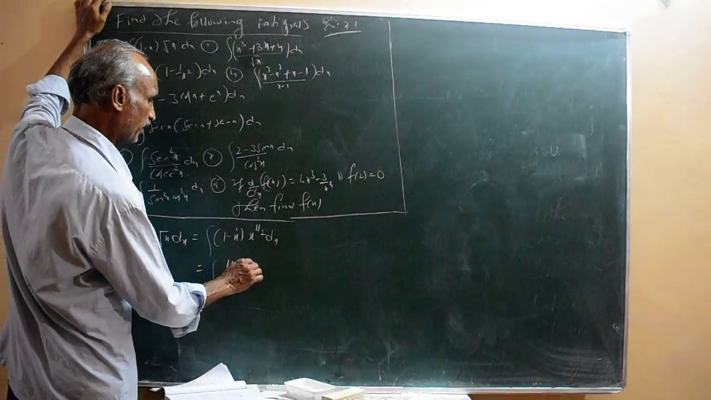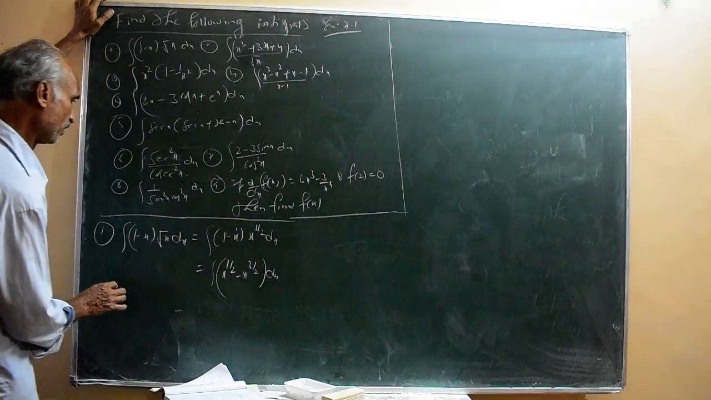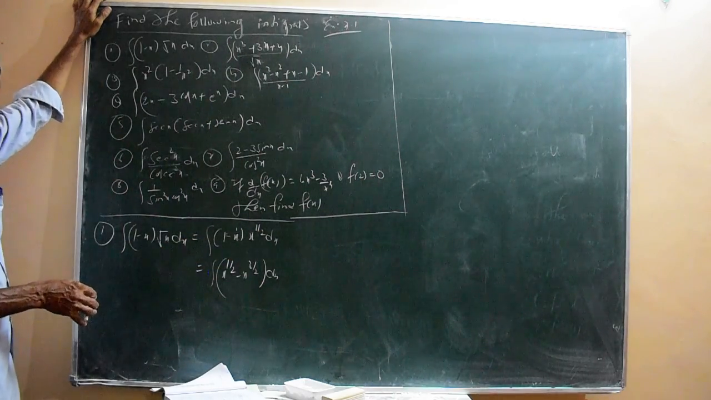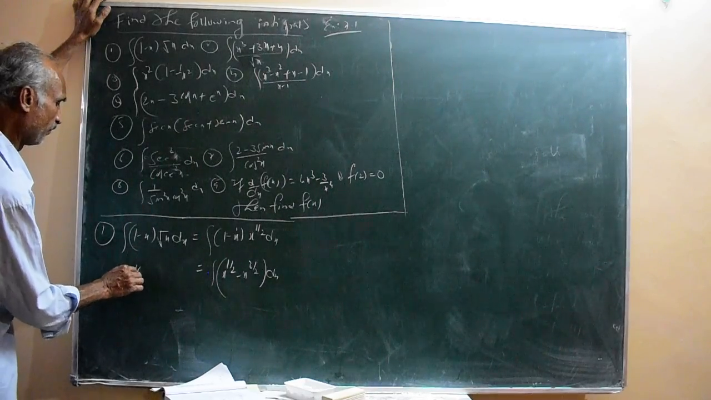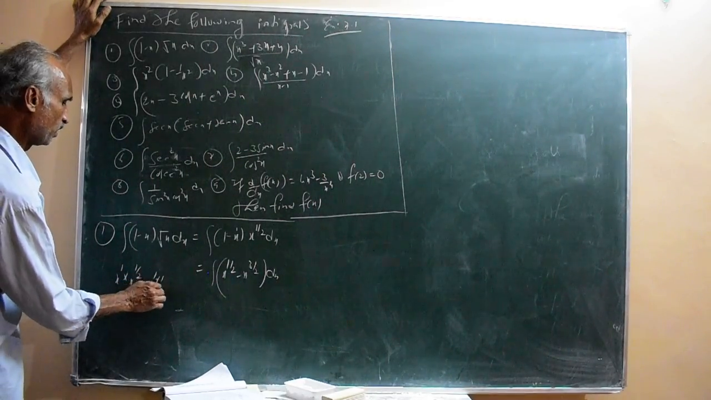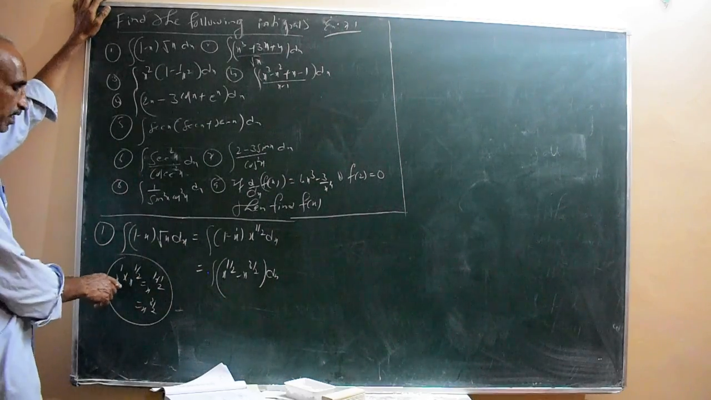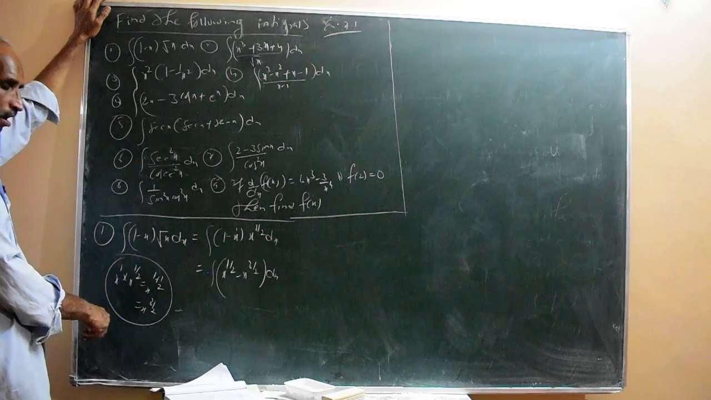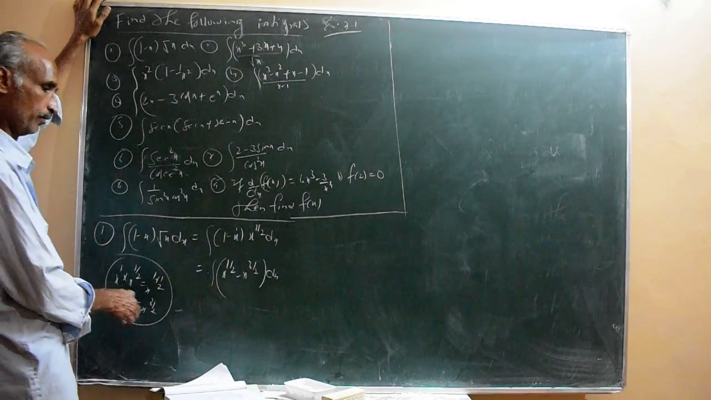is x raised to 3 by 2. By multiplying, 1 into x raised to half is x raised to half. x raised to 1 into x raised to half is x raised to 1 plus half, that is x raised to 3 by 2. Theory of indices: a raised to m into a raised to n is a raised to m plus n. 1 plus half, LCM 2, 2 plus 1 whole divided by 2, is 3 by 2.